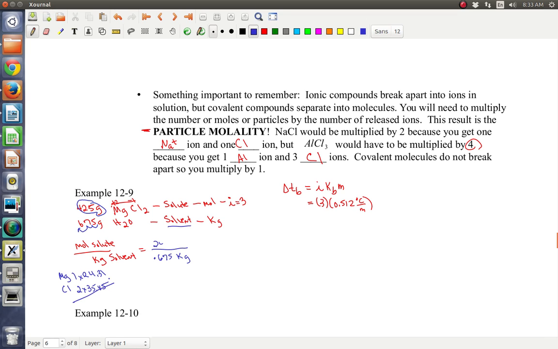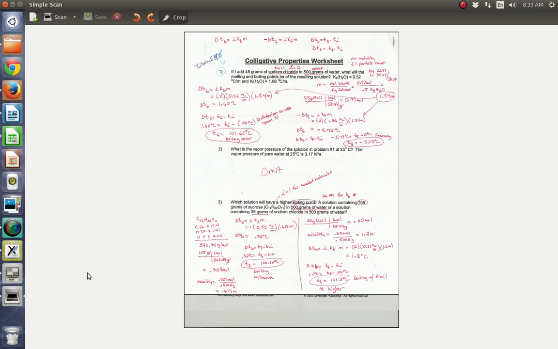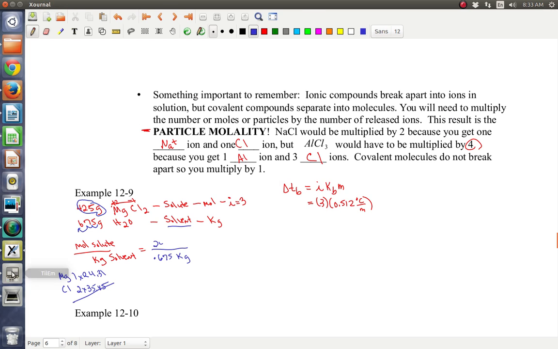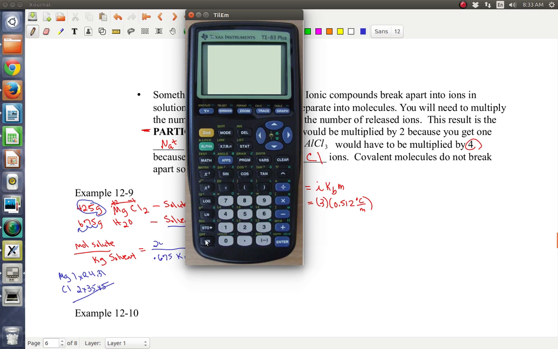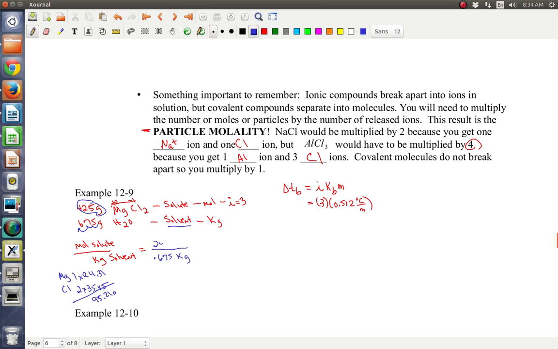Okay, now let's pull this up and add that together. 24.31 plus 2 times 35.45. And that's 95.21. That is the molar mass. 95.21 grams. All right, now that I know the molar mass, I can convert my mass that they gave me, which is 425 grams, into moles. So 425 grams of magnesium chloride.